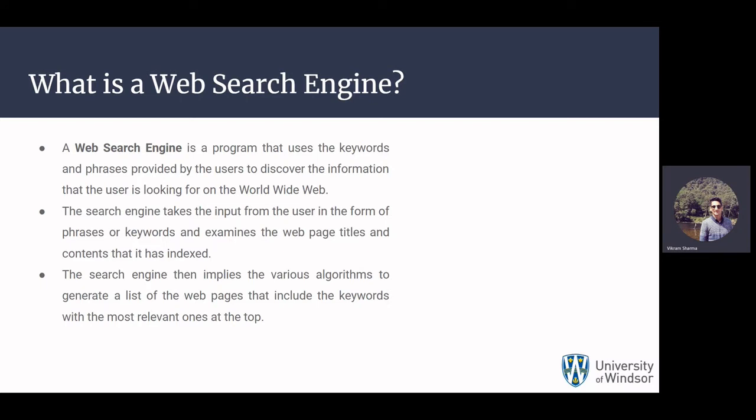A web search engine is a program that uses the keywords and phrases provided by the users to discover the information that the user is looking for on the World Wide Web and output the required information in the form of indexed web links. The search engine takes the input from the user in the form of phrases or keywords and examines the web page titles and contents that it has indexed. The search engine then applies various algorithms to generate a list of the web pages that include the keywords, with the most relevant ones at the top.